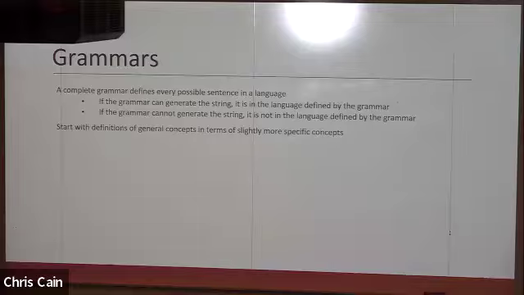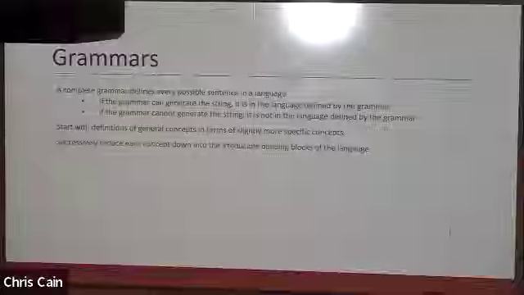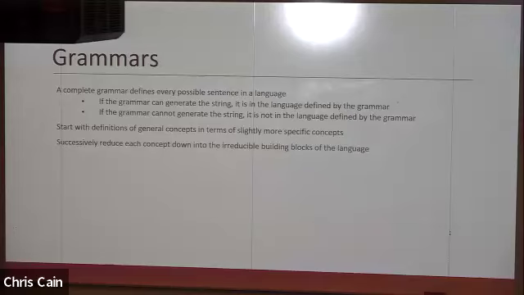A grammar is exactly the same, but your strings are your primitives. And anything in those angle brackets is something that is a more general concept. So the goal of a grammar is just to reduce each concept down into its irreducible building blocks, the concepts of primitives in programming languages.